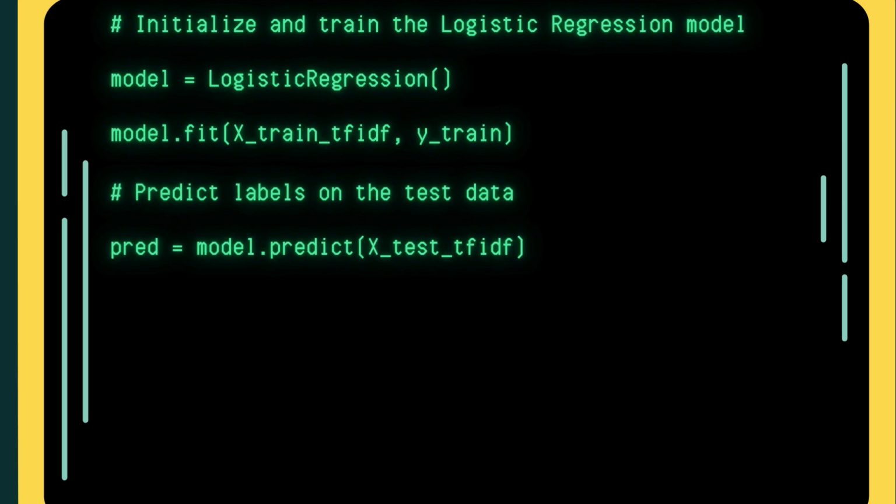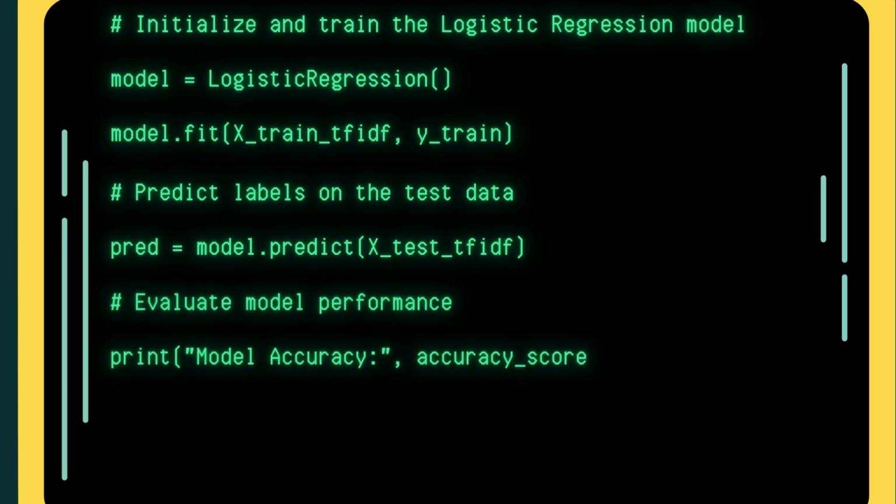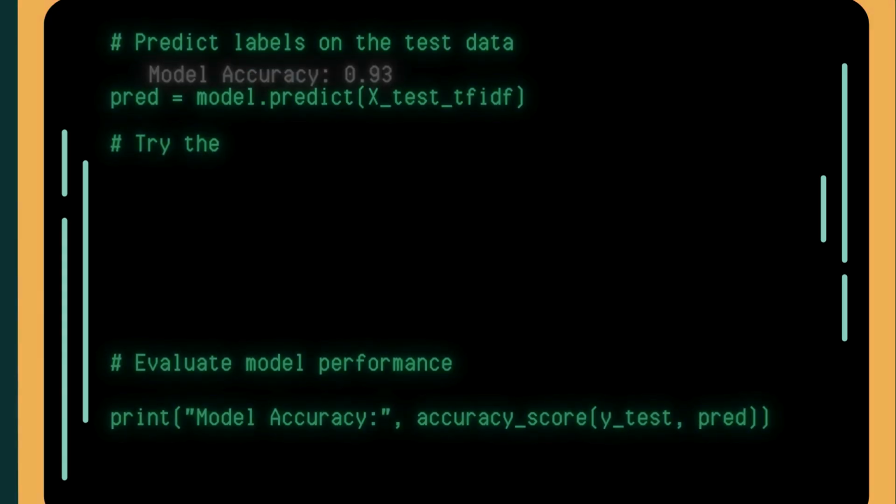Once the model is trained, we use it to predict labels for unseen test data, x_test_vec. We compare predicted labels, pred, with actual labels, y_test, to calculate the accuracy of the model. Example output. Meaning the model correctly predicts 93% of news samples.